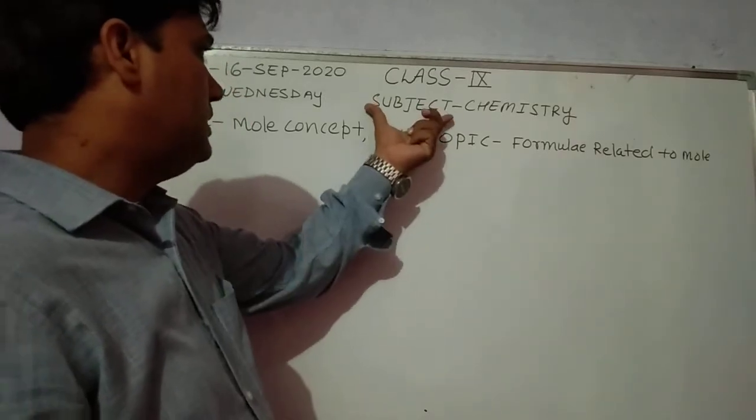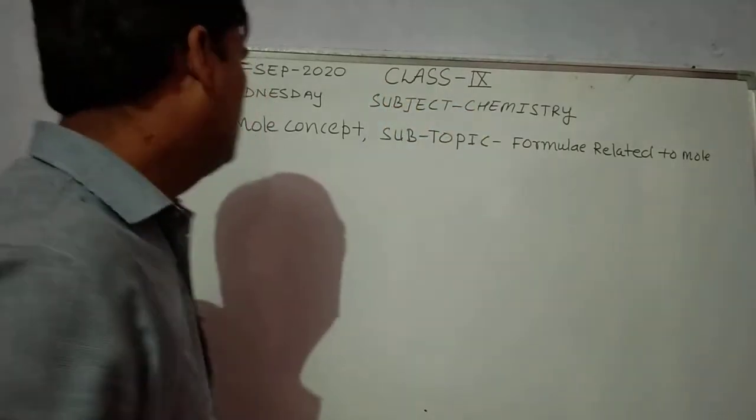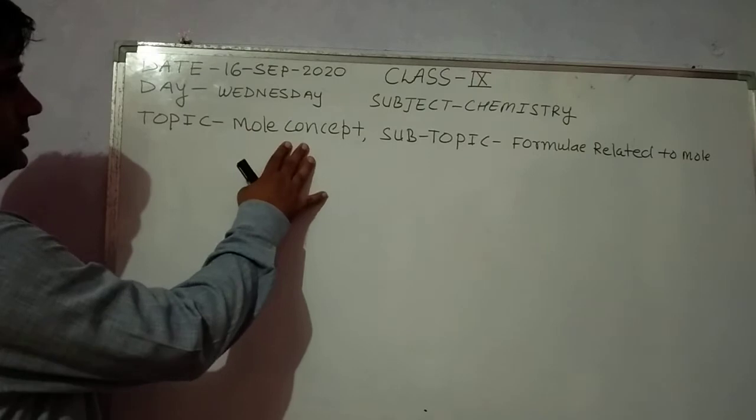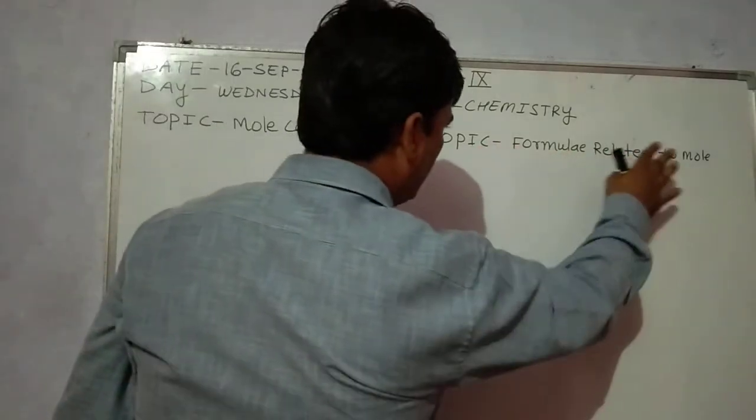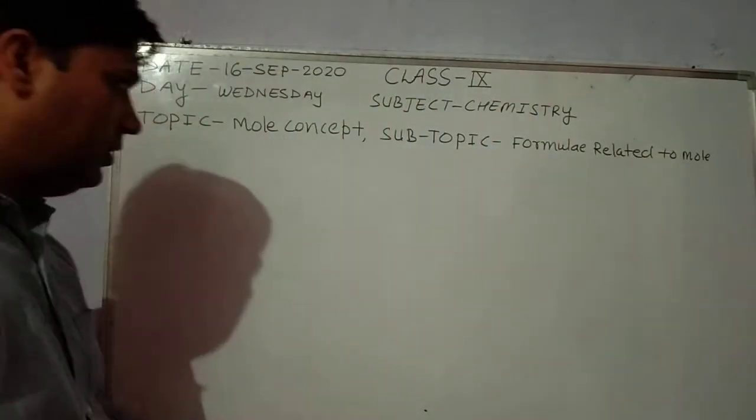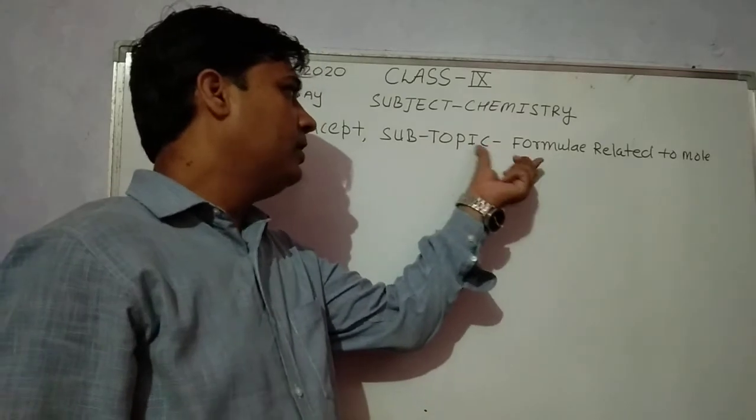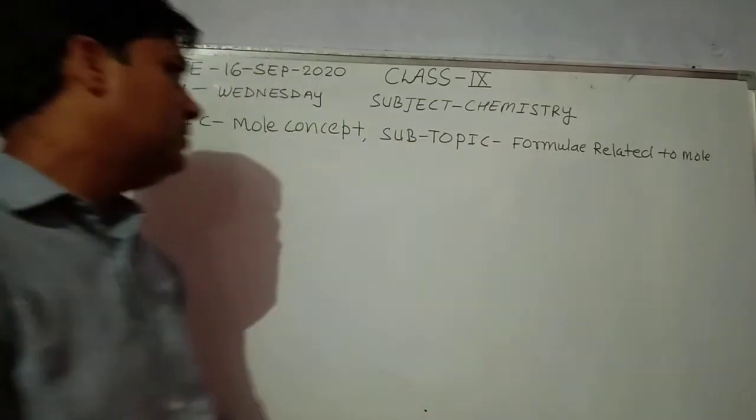Today I am going to discuss chemistry of 9th class. The topic is mole concept, and the subtopic is formulas related to moles. What are the formulas by which we can calculate the moles in a given sample?